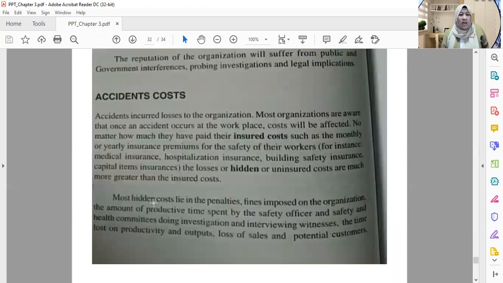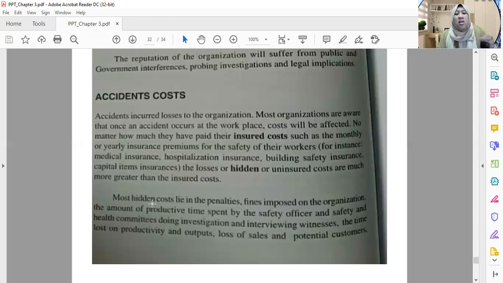Accidents incur losses to the organization, of course. They said no matter how much they paid the insured cost, meaning the insurance cost, such as monthly or yearly insurance premium for the safety of their workers, for instance medical insurance, hospitalization insurance, building safety insurance, capital item insurance, the losses or hidden or uninsured costs are much greater than insured costs. Maksudnya contoh-contoh kos yang tersembunyi ni lagi banyak kos dia berbanding kos yang telah di-insurancekan.